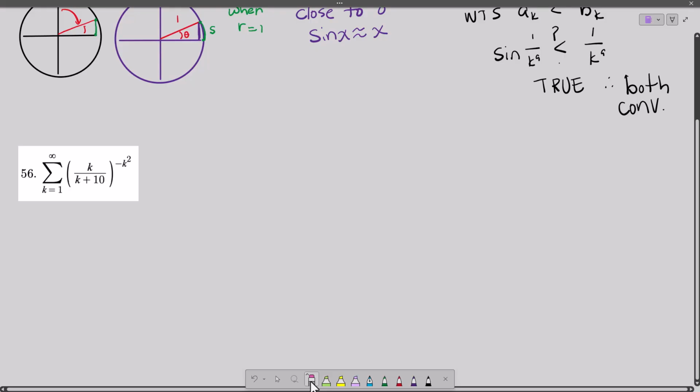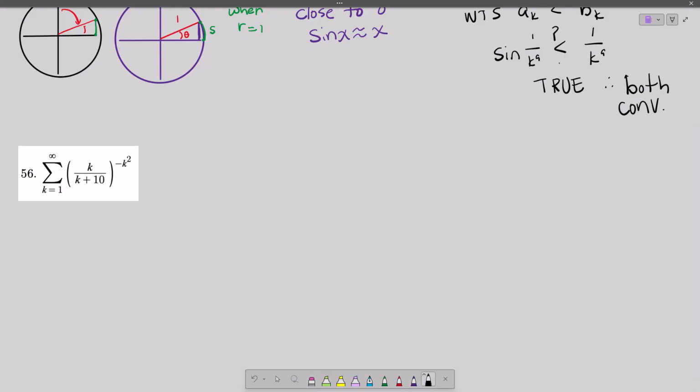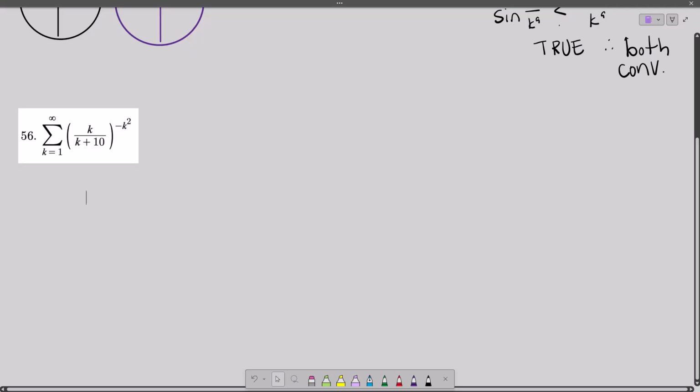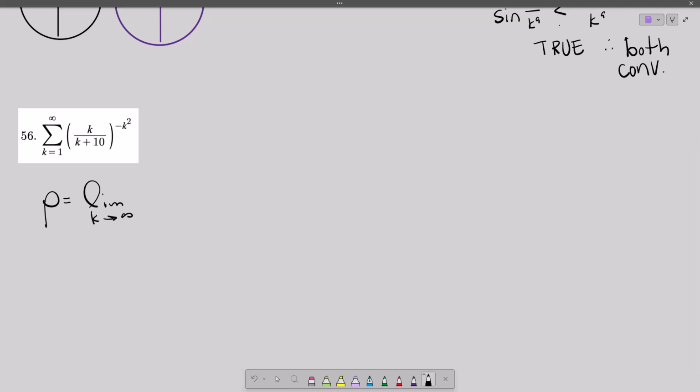Every engineer's favorite subject. We see a power on the outside here. So our instinct is to use the root test. Power on the outside. When we take the kth root of this, we end up with one of those k's vanishing. We take the kth root of k squared, one of the k's goes away. So we took the kth root of this, we get that.